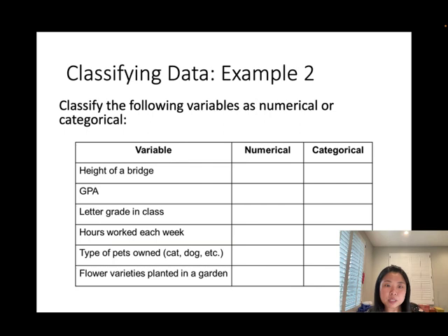Okay, I'll give you guys a minute to find out the variable. This is talking about the variable. Which one will be your numerical and which one will be the categorical?